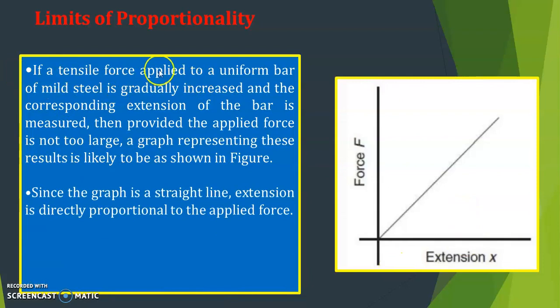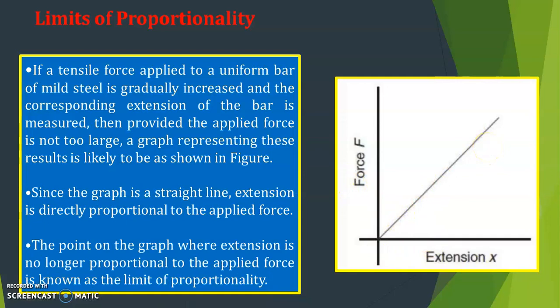Okay, here the tensile force is applied to the uniform bar of mild steel and the load is increased, and the corresponding extension of the bar we can measure here. If you apply the load, there will be a deformation. This is the load on the y-axis, and the x-axis is the extension. So if you apply the load, it keeps on increasing like this. Since the graph is a straight line, extension is directly proportional to the applied force here. This is a straight line graph.